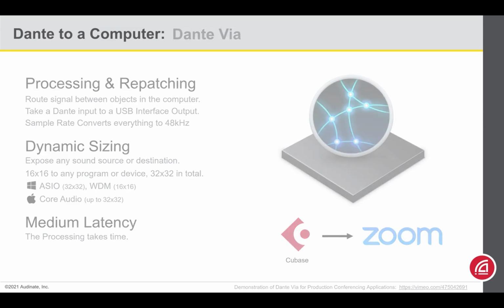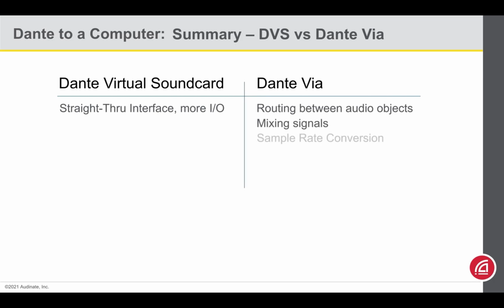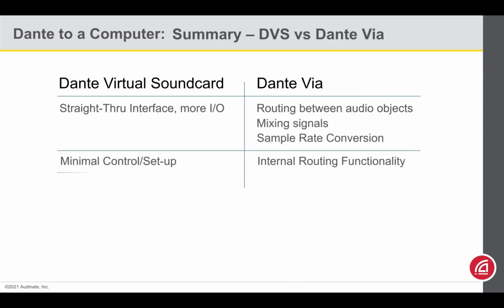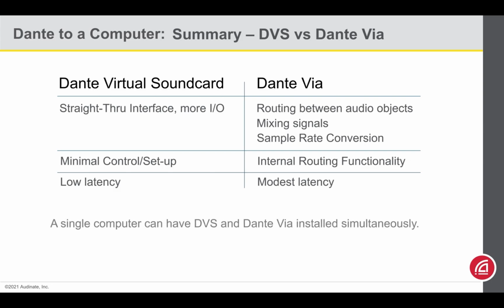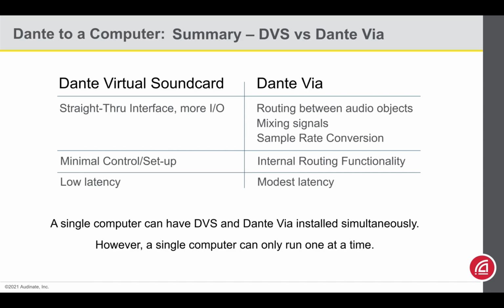Realistically, each program has an advantage in certain circumstances. Dante Virtual Sound Card offers simplicity with more channels and lower latency. Dante Via offers routing between programs and sample rate conversion. Now, you can have both programs installed on your computer at the same time, but only one can run at a time. As your needs change, you could disable Dante Virtual Sound Card, enable Dante Via, or vice versa.